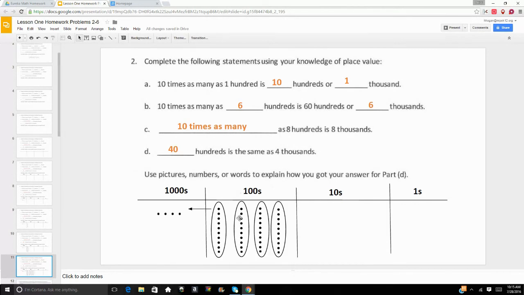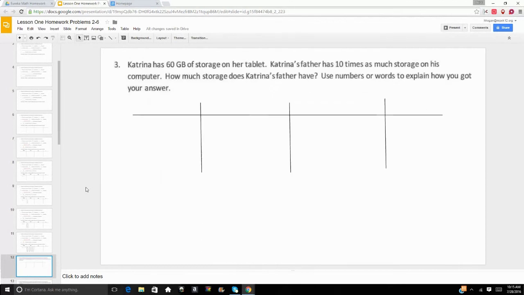So now we know that each of these sets of 10 make a 1,000. 100, 200, 300, 400, 500, 600, 700, 800, 900, 1,000. So that gives us 1,000. So how many hundreds is that? Well, that's 10, 20, 30, 40. So 40 hundreds is the same as 4,000s. And again, it does say here, use numbers or words to explain. So we want to make a place value chart.